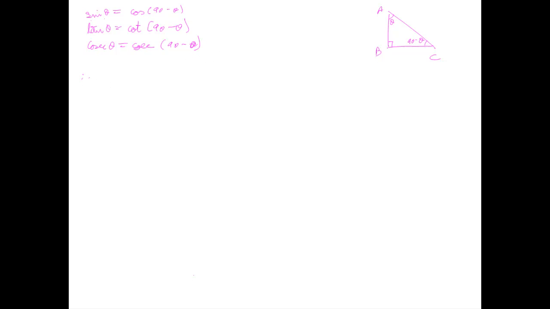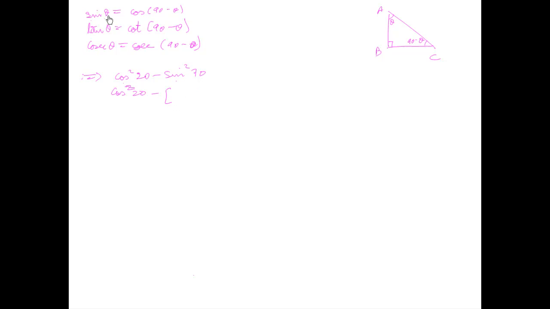Now let's see a sum where we can apply it easily. A question says, without using tables, find the value of cos squared 20 minus sin squared 70. So, children, here we change it like this. We change either cos 20 or sin 70. I'm going to change sin 70.